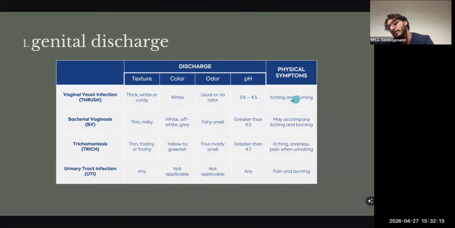And it's very important to know that it's very itchy. So out of the three of these, the most itchy would probably be Candida. All right, BV is going to be thin and watery, milky, sort of grayish color. Going to have a fishy smell and it's going to have a high pH.